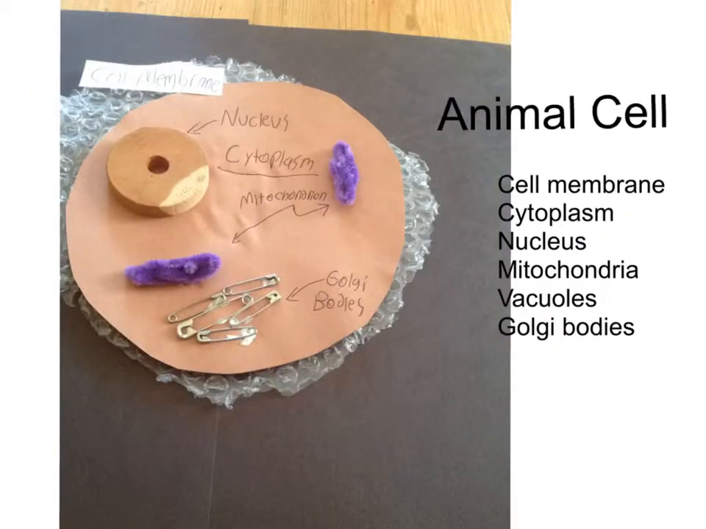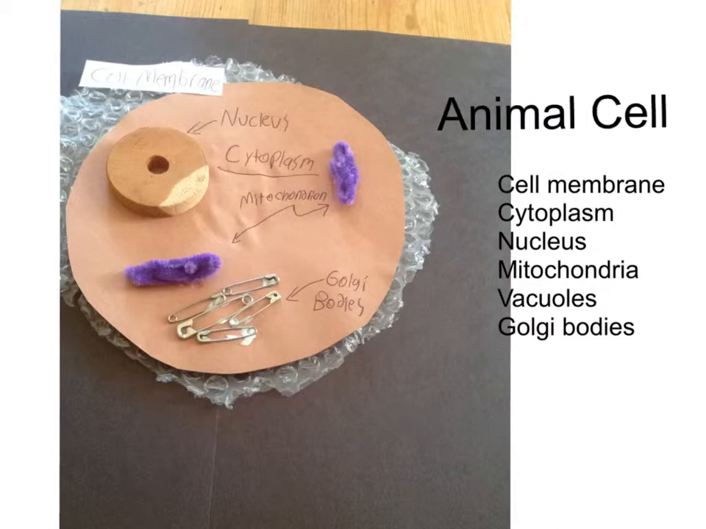This is a model of an animal cell. It is very similar to a plant cell. One of the biggest differences is that it does not have a cell wall. This way, the cell membrane is the outside of the cell and allows the cell to move and change shape. Animal cells have cytoplasm, like plant cells, to hold all the organelles.